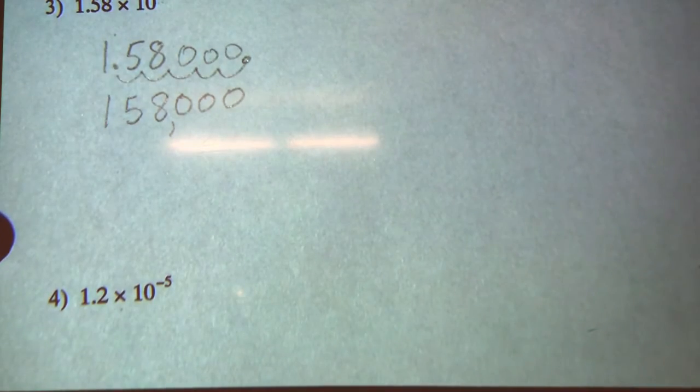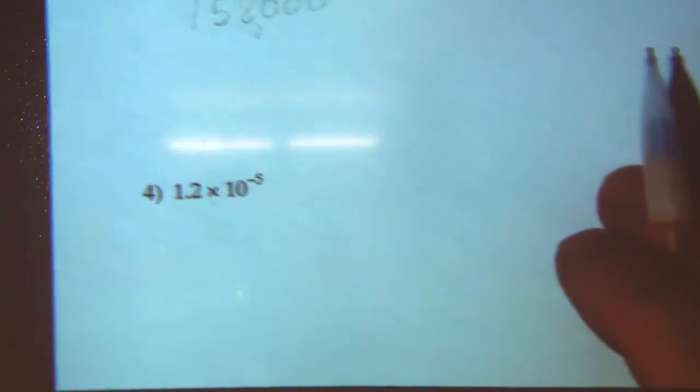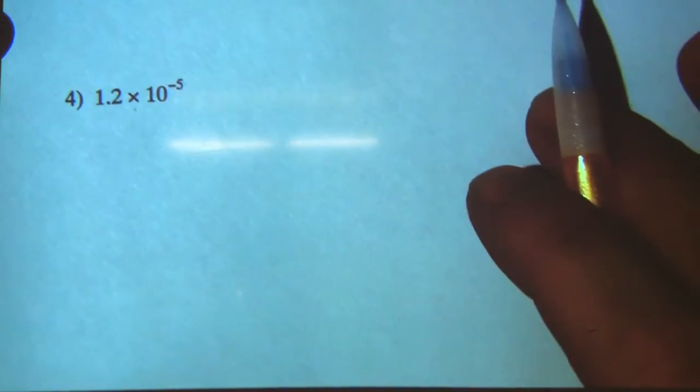So here, let's do one more example. This time, notice we have a negative exponent, and that negative exponent tells me that this should have a very small value. I'll scoot that over a little bit. There's a little glare there. Let me see if I can not have that glare show up. There we go.